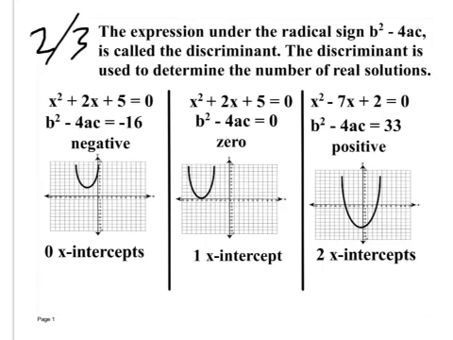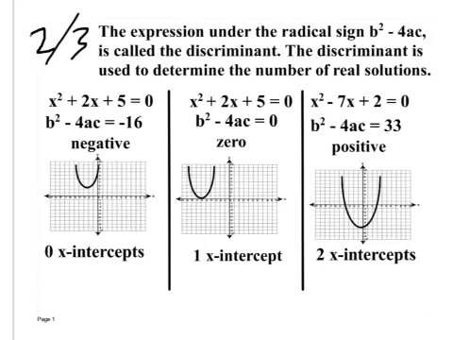So the expression under the square root sign, b squared minus 4ac, solve it. If it's negative, that means you have 0 solutions. If it equals 0, you have 1 solution. If it's positive, you have 2 solutions. All it is is what's under the square root sign in the quadratic formula, which you remember is negative b plus or minus the square root of b squared minus 4ac all over 2a.